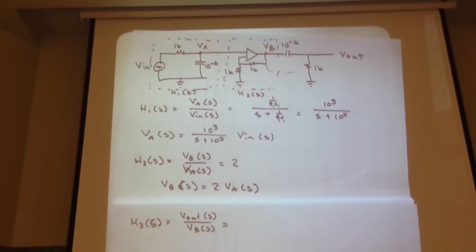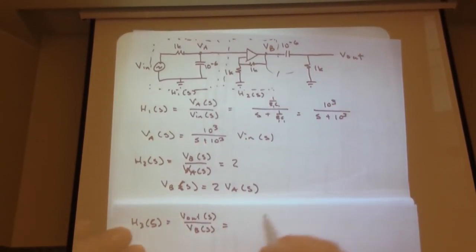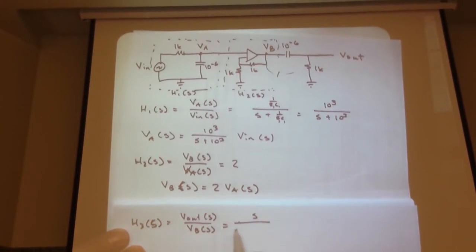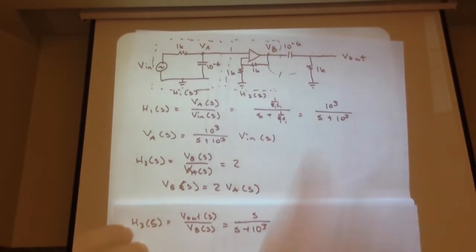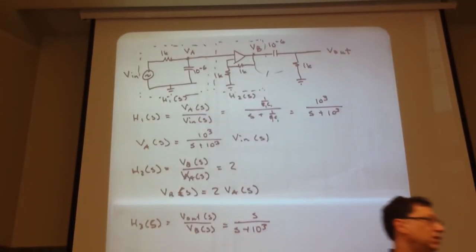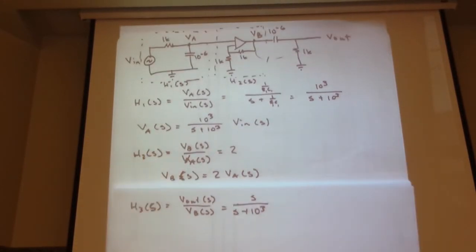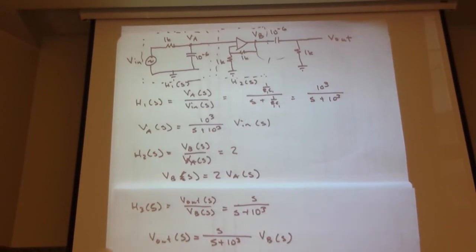What type of circuit is that? It's still a voltage divider, right? So, in this case, it's S over S plus 10 to the 3. We're measuring across the resistor instead of across the cap. And if you don't believe me, prove it to yourself, or we can talk about it. Again, we can write this out. V out of S equals S over S plus 10 to the 3 times VB of S. So there's our V out.